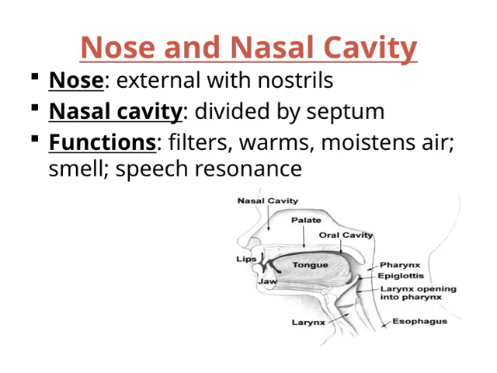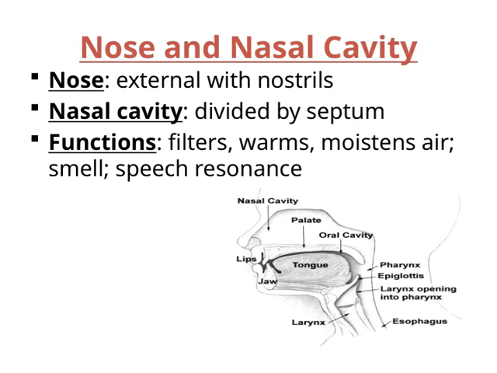Let's take a closer look at the nose and nasal cavity. The nose, of course, is the external part that we see, and it includes the nostrils through which air enters and exits. Inside, we have the nasal cavity, which is divided right down the middle by a structure called the septum. This division helps support the nose and separates the two sides of the cavity.